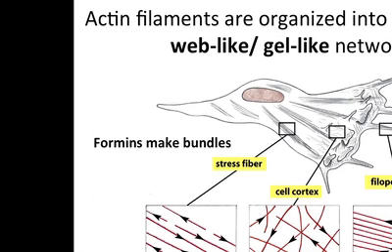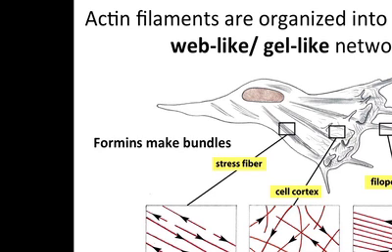Good. So actin filaments are also organized, right? They have to be somehow interacting with the cell cortex, right? So they're organized into either bundles or web-like, gel-like networks. And this is where we said, remember, you're learning about two different types of actin nucleating proteins. They're not interchangeable. They do different things. They function in different cellular processes.